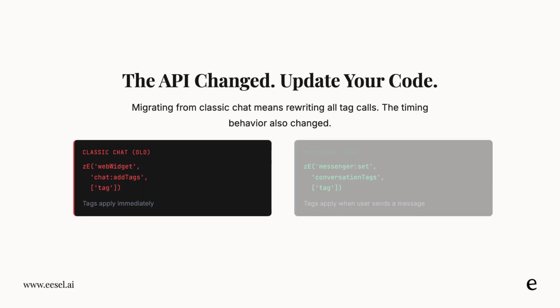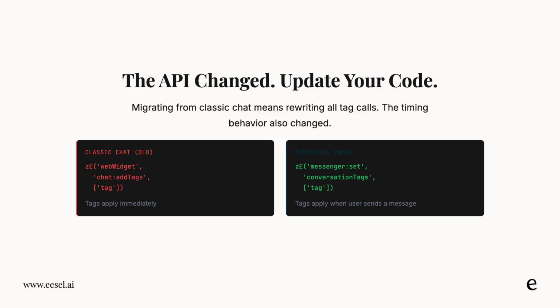If you're migrating from classic Zendesk live chat, all your tag calls need to be rewritten. The old API used web widget with chat.addTags and applied tags immediately. The new messaging API uses messenger.set with conversation tags, and the timing behavior changed. Tags only apply when the user actually sends a message.